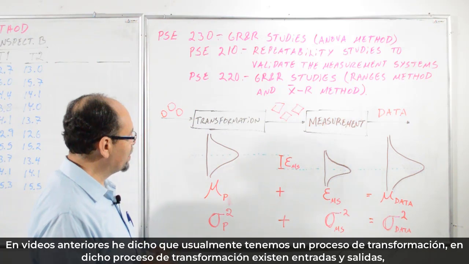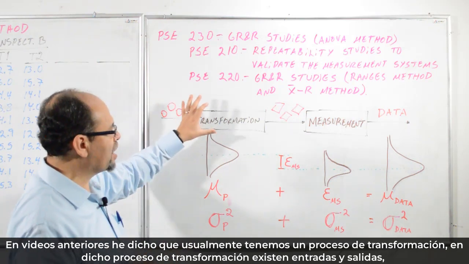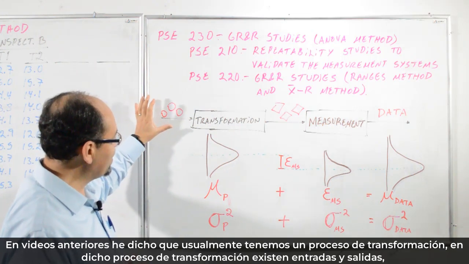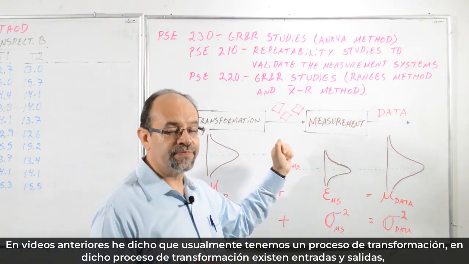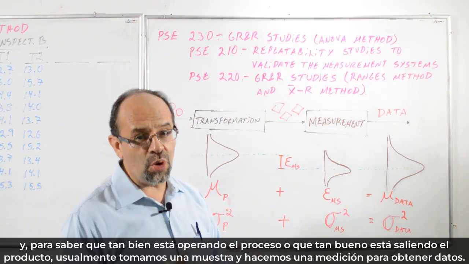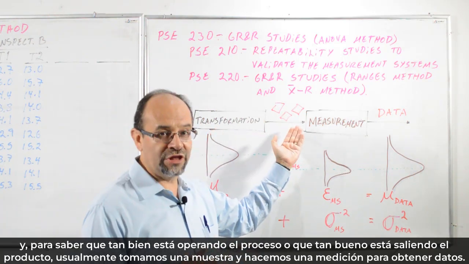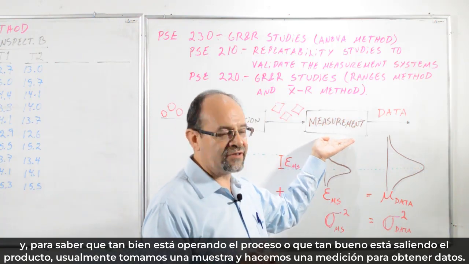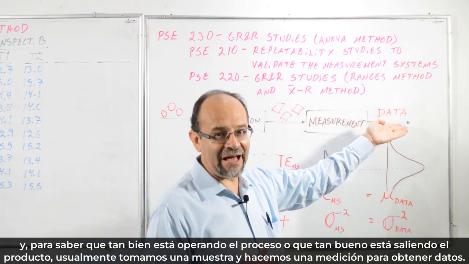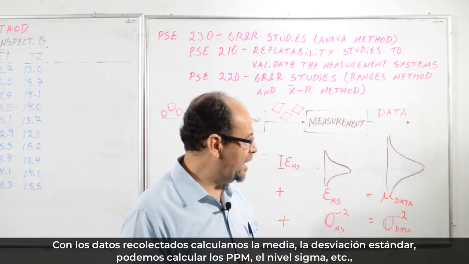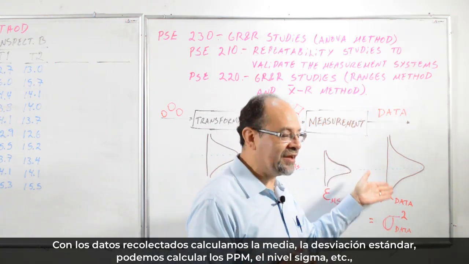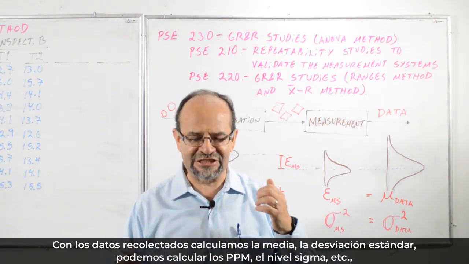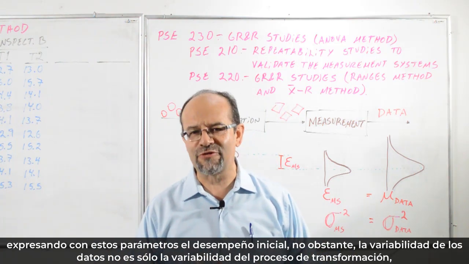I have said in previous videos that usually we have a transformation process. In this transformation process, we have inputs and outputs. And in order to know how good the process or the product is, usually we take a sample and make a measurement. Then what we get is the data. With the data, we have a mean, a standard deviation, and we can calculate ppm, sigma level, etc., which is our baseline performance.